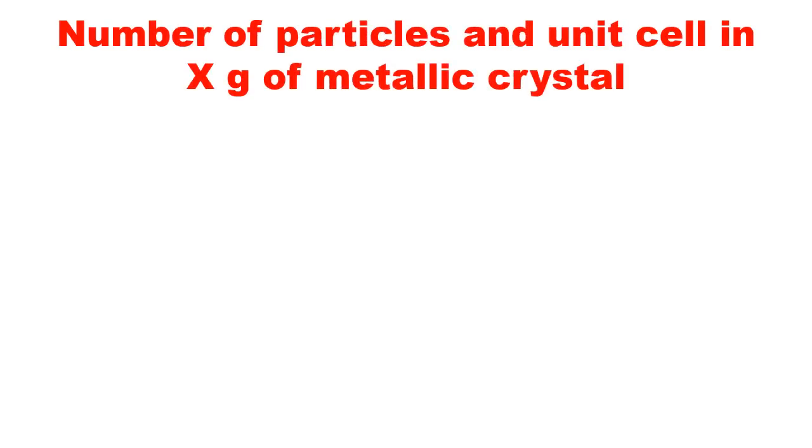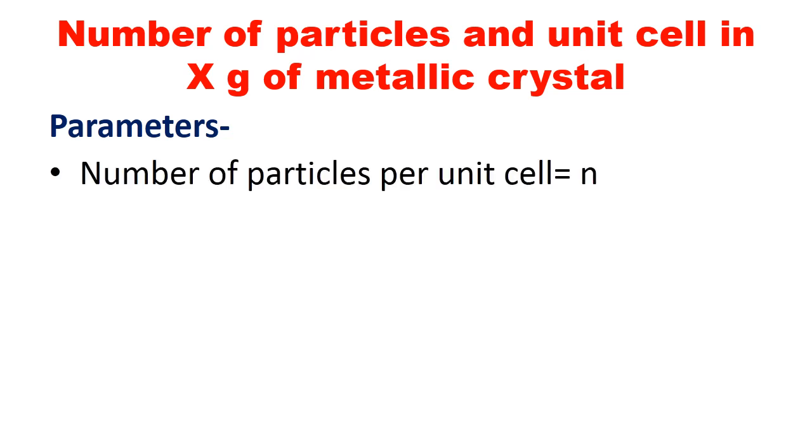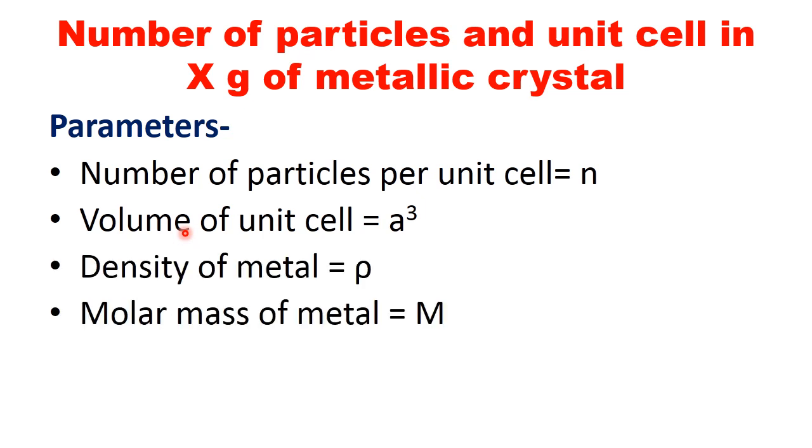Hello students, now we will determine the number of particles in a unit cell in X gram of metallic crystal. Different parameters of the unit cell we are going to use for determination of the number of particles and unit cells in a given mass of metallic crystal. The parameters are the number of particles per unit cell, equal to n, and the volume of the unit cell, equal to a cube. With the help of these two parameters we are going to determine the relationship between density of metal and molar mass of metal, and Avogadro number is represented as Na.